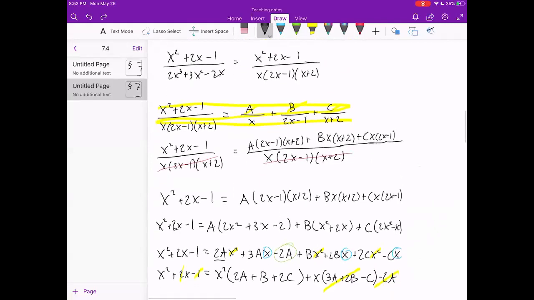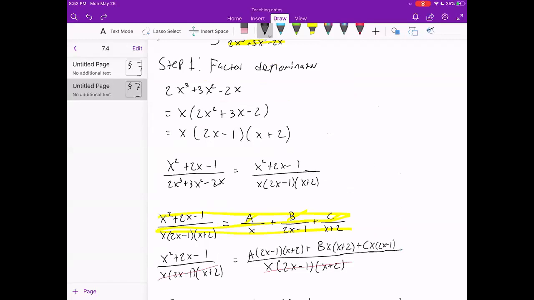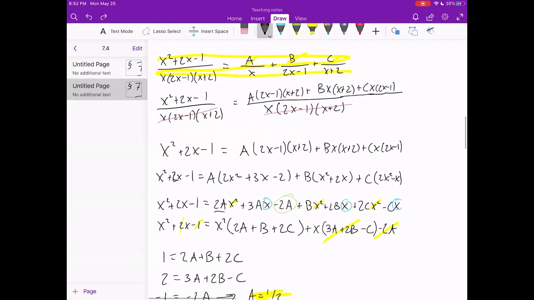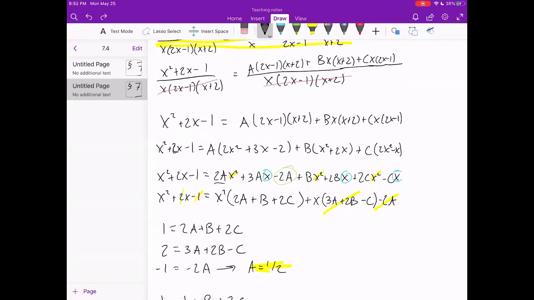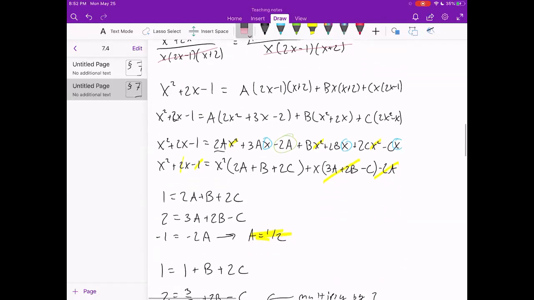The way I do that is I put it over a common denominator, because the left and right hand side of the thing highlighted at the top of the page will have the same denominator. And once I do that, I can cancel out the denominators, and I'm going to get 2 polynomials. On the right hand side, I have an A times something plus a B times something plus a C times something, but I want it to look like the left-hand side, x squared plus 2x minus 1. I want to figure out how to do that. So I expand everything on the right-hand side, and I collect powers of x squared, x, and my constants.